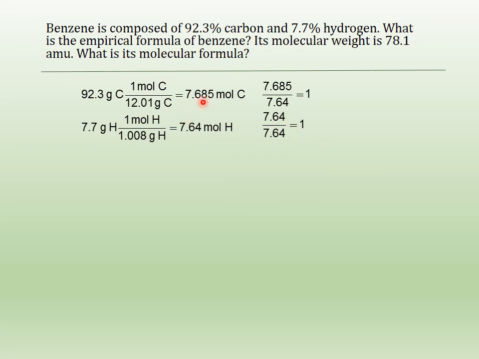All right. But in this case, it turns out that if you take the smaller number 7.64 and you divide the moles of carbon with it, you still have 1. Okay. And so the ratio of carbon to hydrogen is 1:1. And so your empirical formula is CH, where carbon to hydrogen ratio is 1:1.